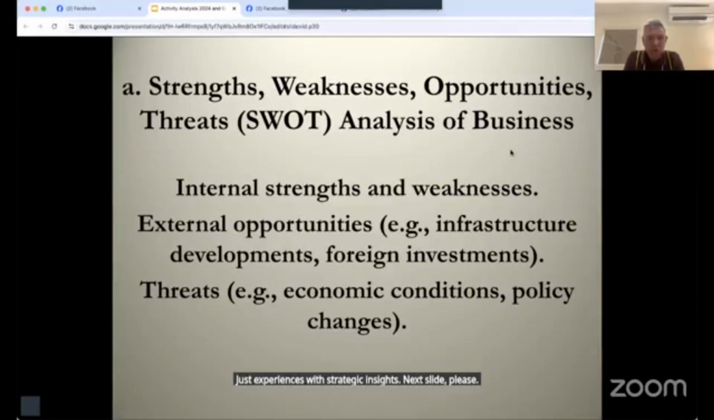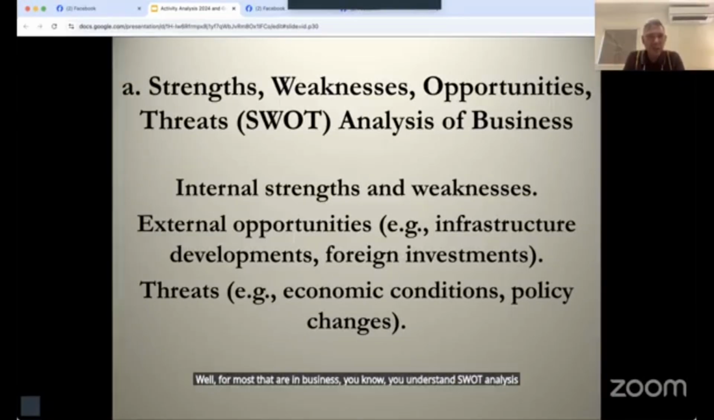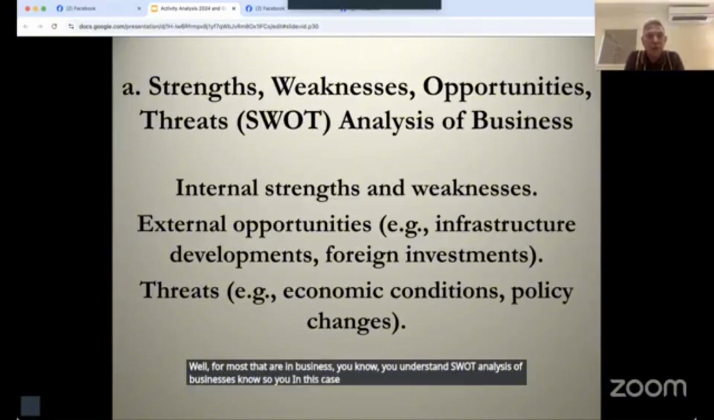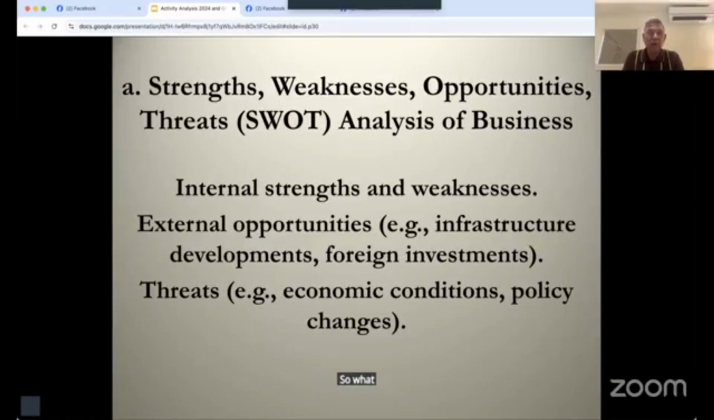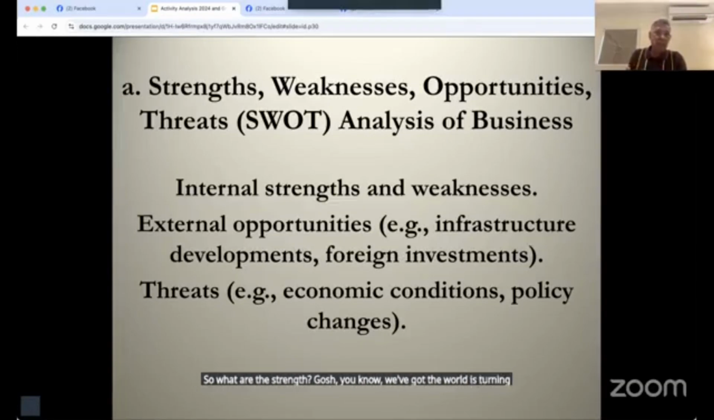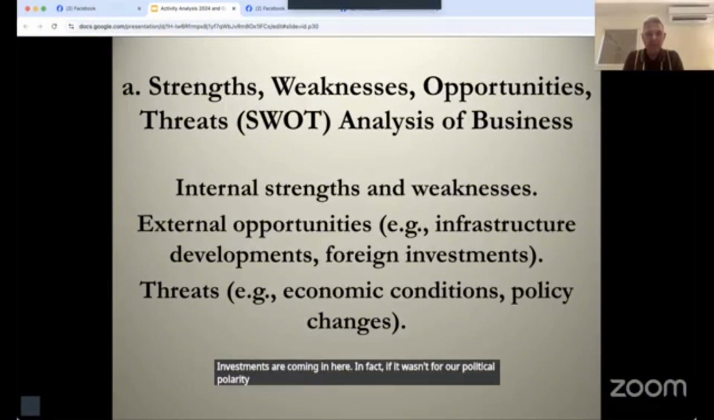Well, for most that are in business, you understand SWOT analysis of businesses, no? So in this case, you've got to know the internal strengths and weaknesses of the business. So what are the strengths? Gosh, the world is turning towards Asia. Investments are coming in here. In fact, if it wasn't for our political polarity, it's so polarized, we would have had so many investors already in here. But I just hope that turns out good.